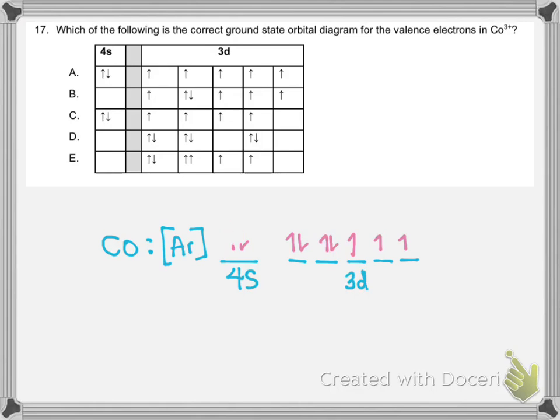So we're going to get rid of both of these electrons. And then we're going to get rid of one more electron. So we're going to take one of the paired electrons from the 3D. And so that is now our configuration for cobalt-3+, which corresponds to answer choice B.